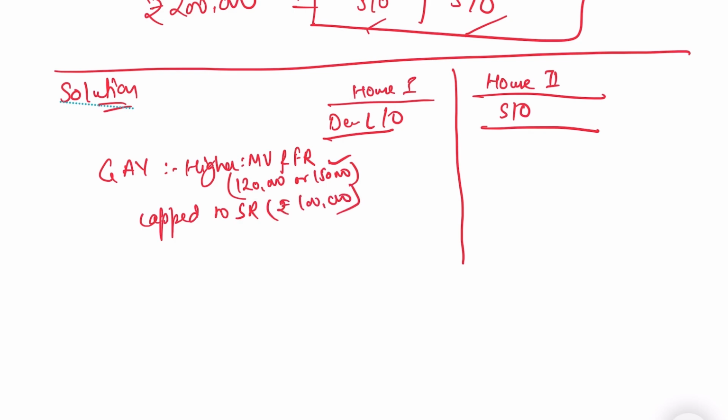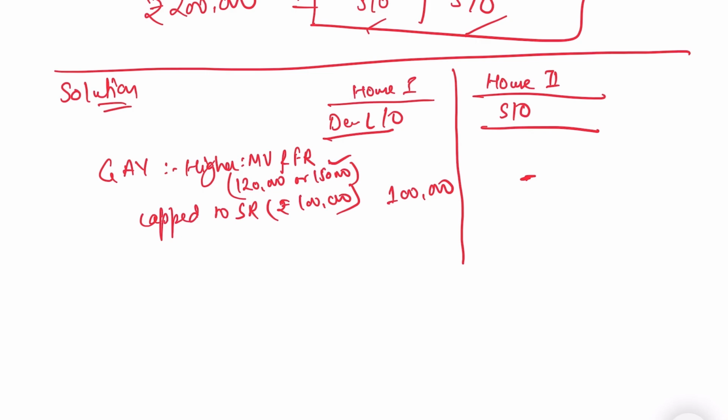That means it should not be more than standard rent. So maximum is the 1 lakh. Then gross annual value is the 1 lakh. Okay. Sometimes it comes like a theoretical question. In what circumstances you will find that the standard rent is equal to the gross annual value?